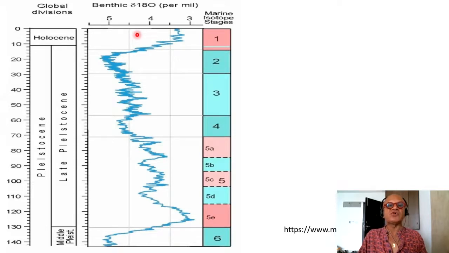So benthic delta O18 per mil, which is obviously a measure of cold and warm temperatures, and you can easily orient yourself because Holocene is warm. So when there is glaciation, delta O18 is left behind in the ocean because more of the O16 gets locked up in the glaciers, so the ocean gets enriched in delta O18. So these are colder times.